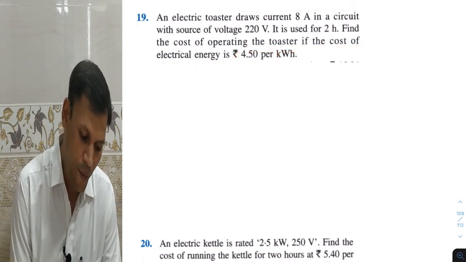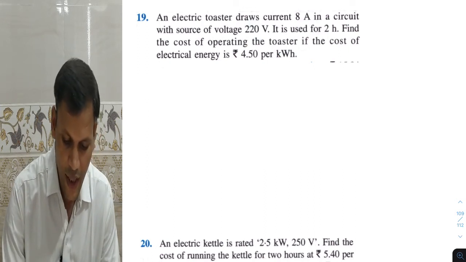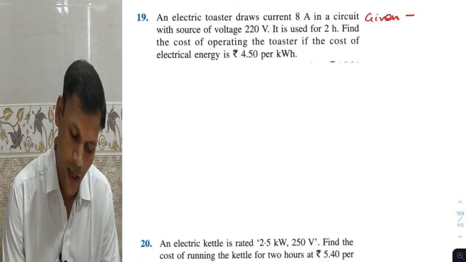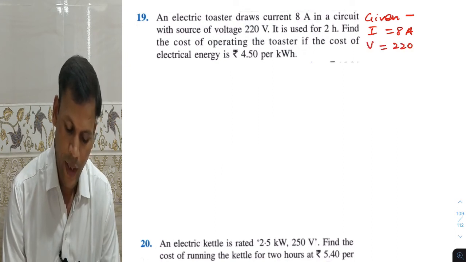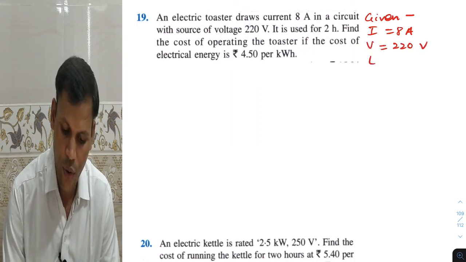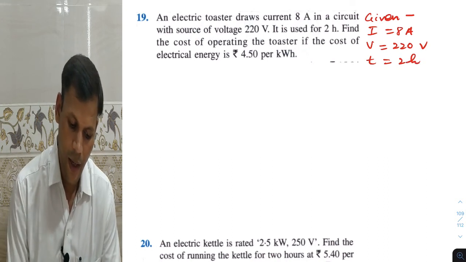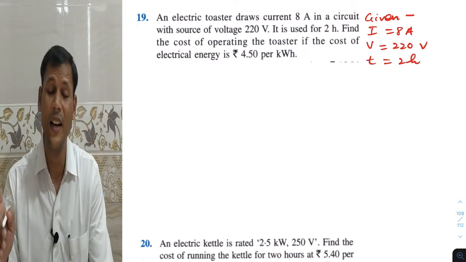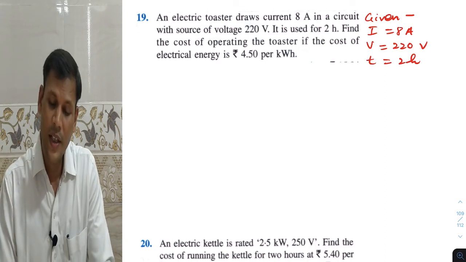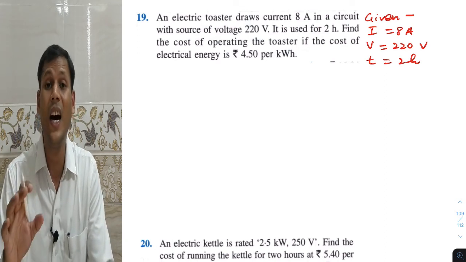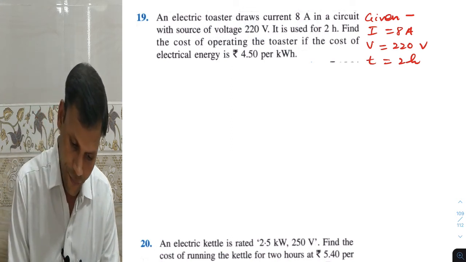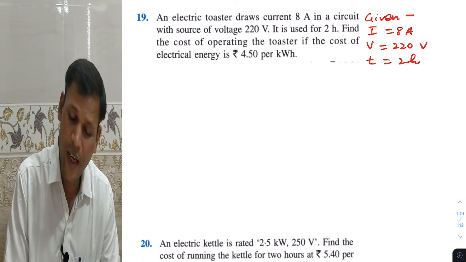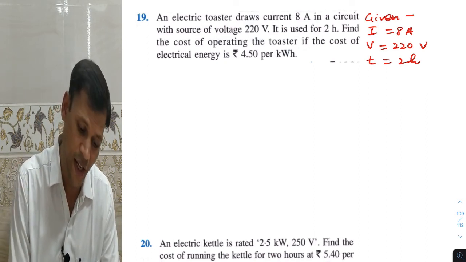So we will write all the information given to us. I is 8 ampere, V is 220 volt, it is used for time equal to 2 hours, and cost is in kilowatt hour. This time we will keep the time in hours only, we will not change it. To find the cost, first we have to find the energy.